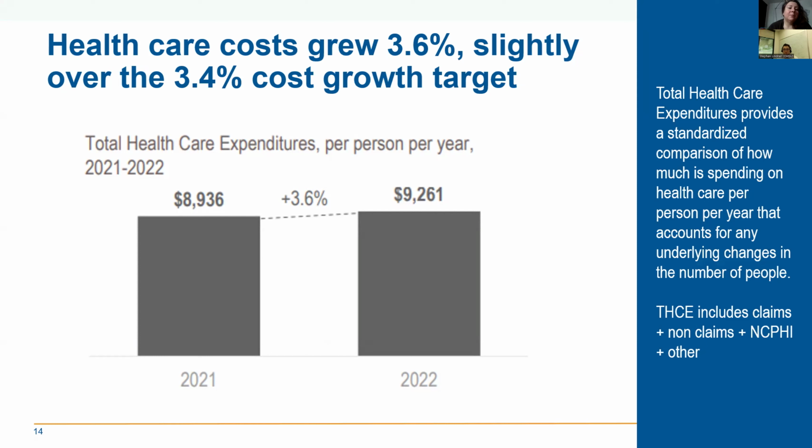So total healthcare expenditures per person per year grew 3.6%. So just over our 3.4% cost growth target for this time period, spread out on a per person per year basis. This was $9,261 per person per year. Next slide.